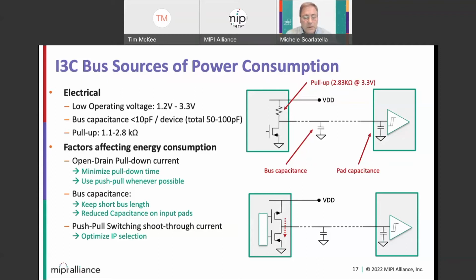The wires depend on the design, of course. How long are the wires? How close are they to the ground plane, and so on. And the input pads, this will depend on the technology that the system designer will choose. But overall, the message is that every time I need to bring the line from low to high and high to low, I need to charge and discharge those capacitances, wasting energy.